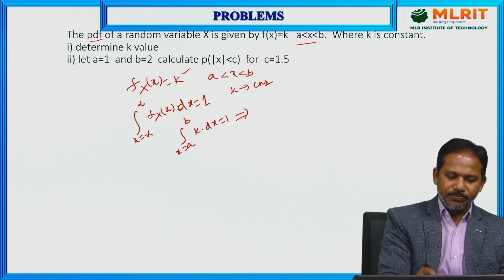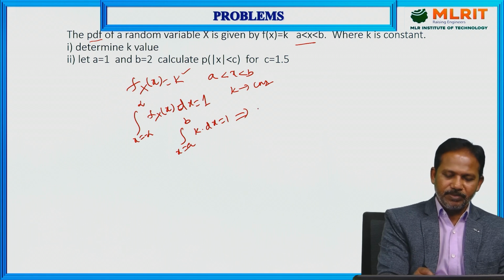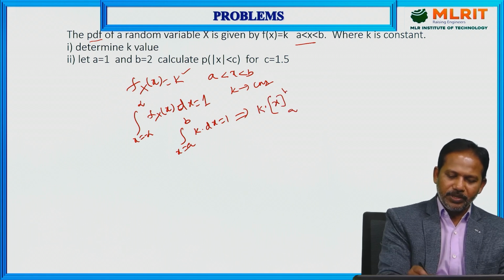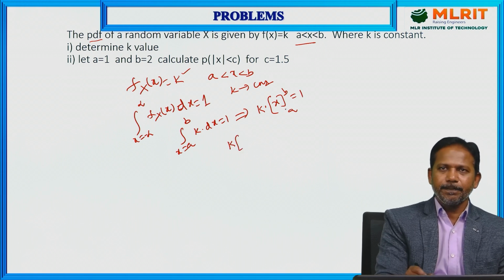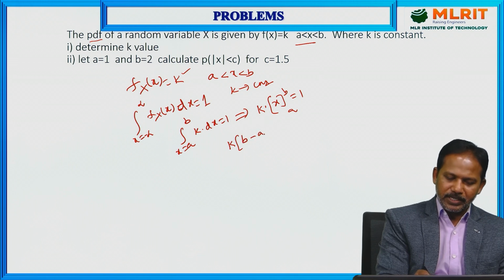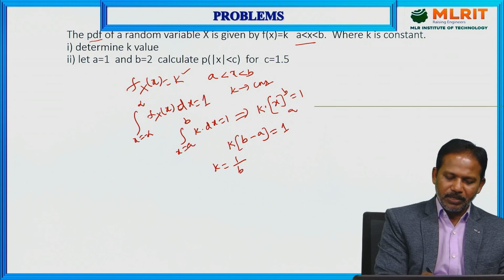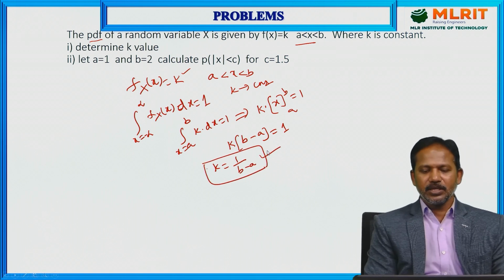From this one, I want to find the integration. K is constant, so k into x from the range of a to b is equal to 1. That is k into, instead of x I need to substitute the upper limit and lower limit, that is b minus a, is equal to 1. So k equal to 1 by b minus a. This is the k value for the given one.